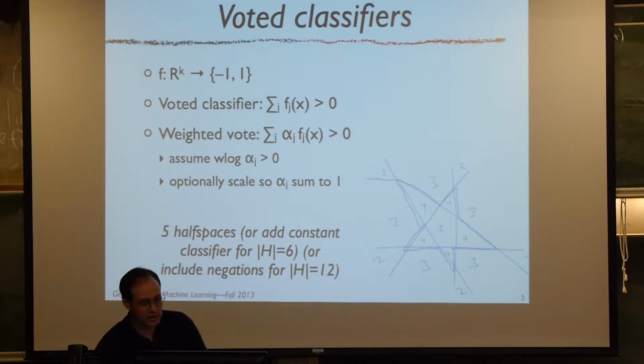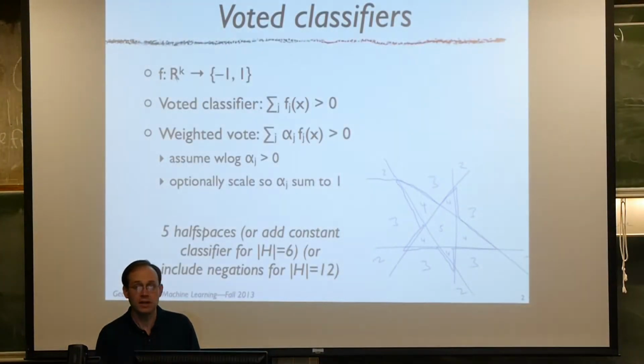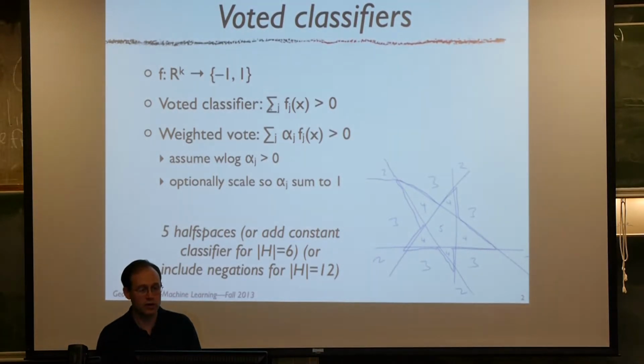If you remember, each classifier is a function. We're thinking of it as a function now from k-dimensional real vectors to plus or minus 1. So just an ordinary binary classifier. Voting a classifier means summing up a whole bunch of classifiers, and counting whether more of them say plus or more of them say minus. And then a weighted vote, you have weights alpha for each one of the voted classifiers. And without loss of generality, we can assume that all of the weights are positive, because if a classifier is in our hypothesis space, then the negation of that classifier is also in our hypothesis space. So we'll pick the one where the weight would be positive.